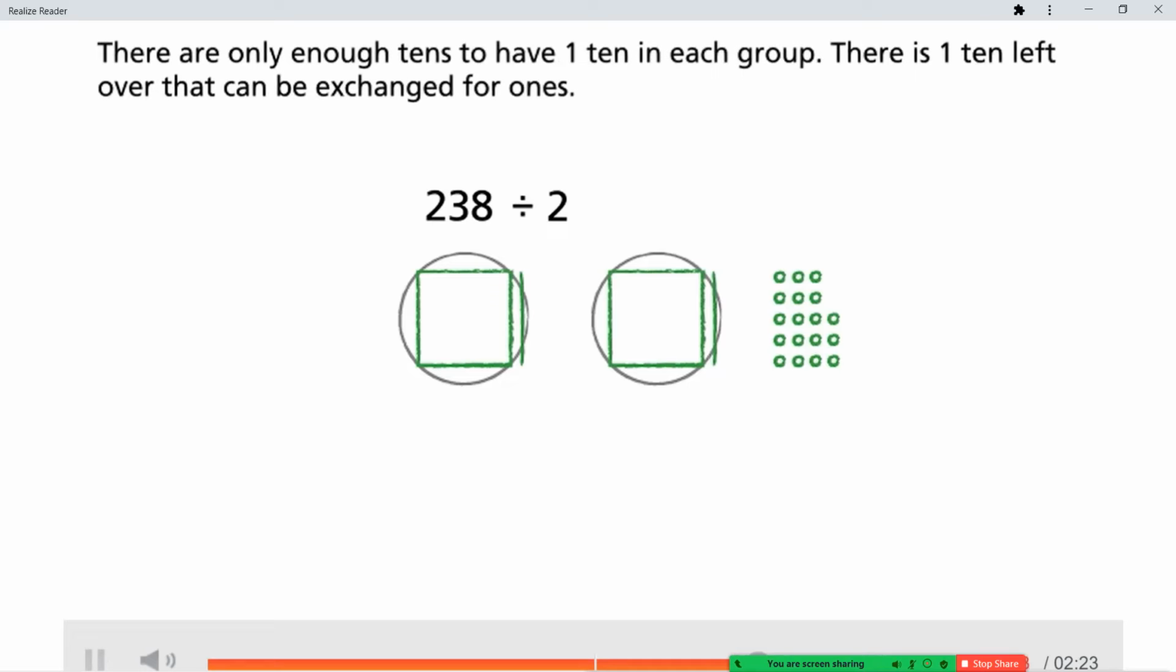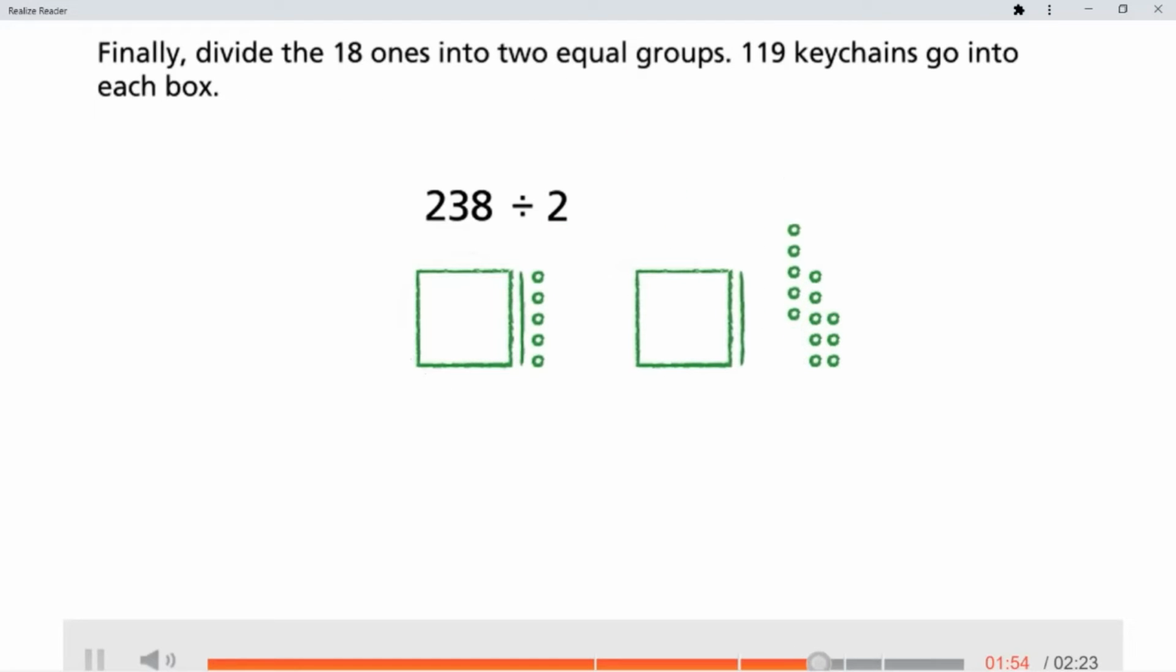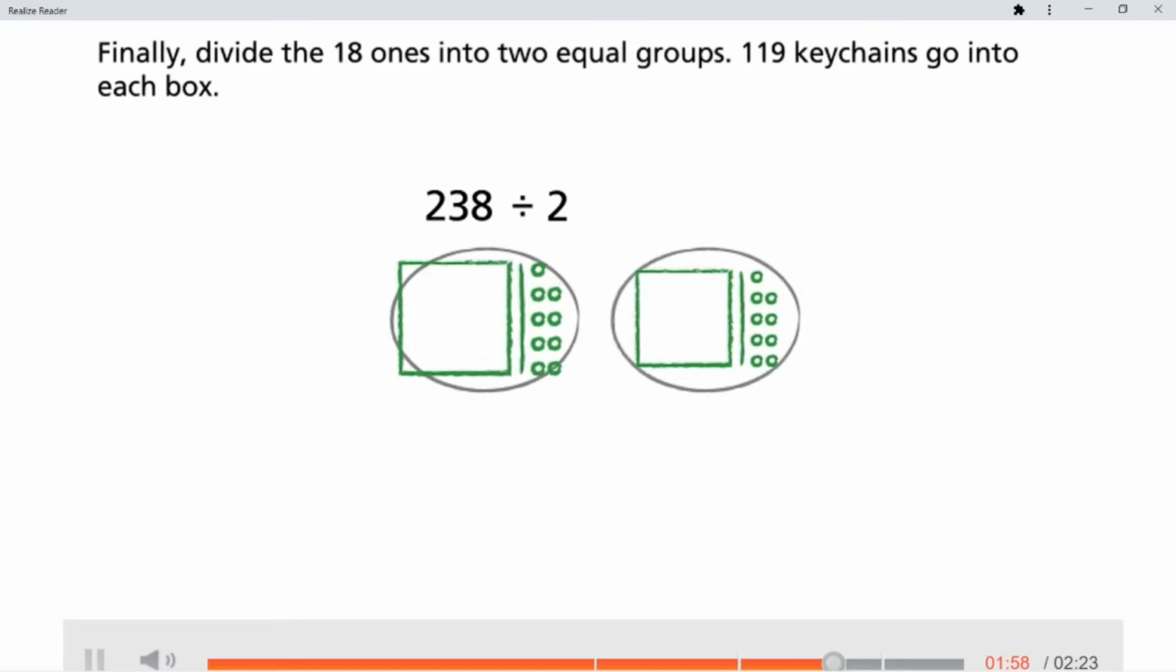There are only enough tens to have 1 10 in each group. There is 1 10 left over that can be exchanged for ones. Finally, divide the 18 ones into 2 equal groups. 119 keychains go into each box.